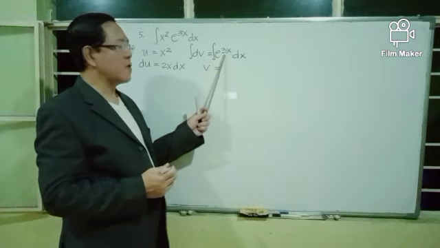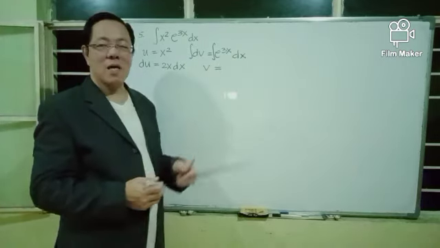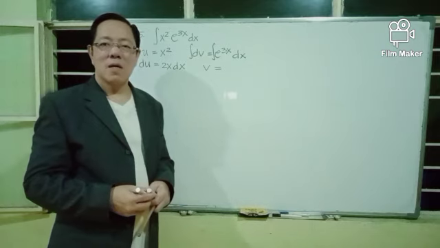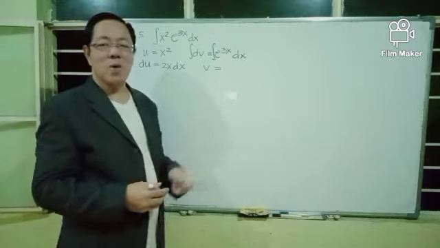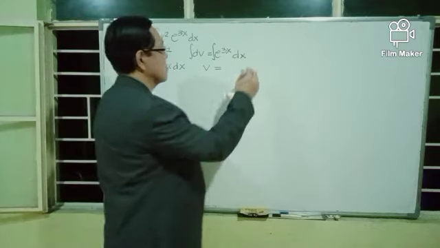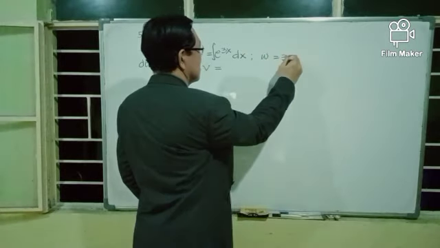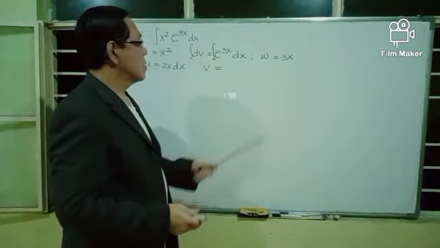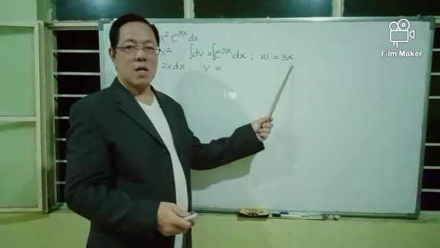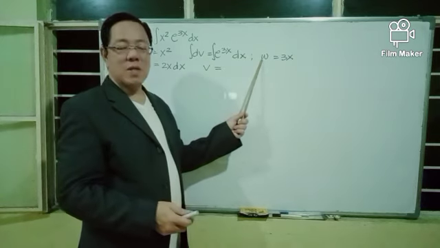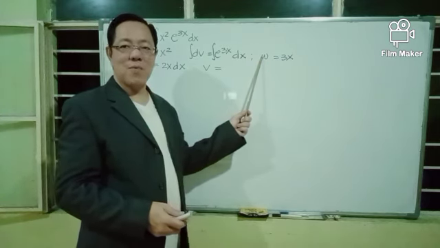x has a coefficient of 3. So we must express this e to the 3x as e raised to a variable with a coefficient of 1 by letting 3x be equal to w. We let 3x equal w, and we differentiate both sides. The derivative of w with respect to w is 1 times dw.